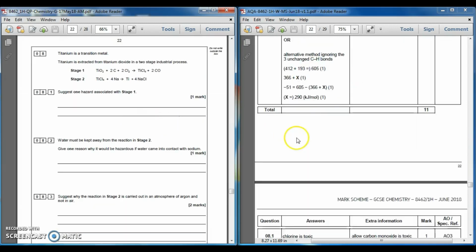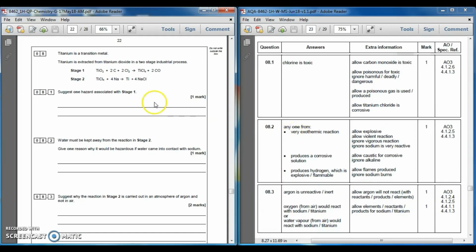Question 8. Nearly there now. One hazard associated with stage 1. What the exam board are expecting you to do is notice that there's chlorine in there, which is a chemical weapon. It's pretty dangerous. It's toxic. And when we're talking about the dangers, we want to know exactly what the problem is. Don't just say chlorine's bad, okay? It's chlorine is toxic. It's not harmful. Harmful makes your skin go a bit itchy and stuff like that.